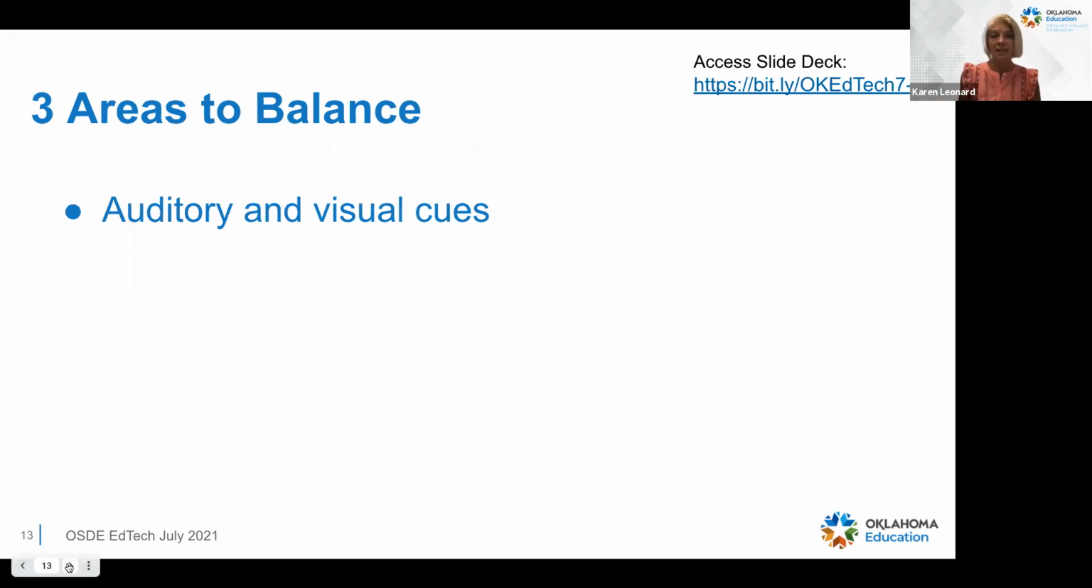When you're creating video, there are 3 areas you really want to make sure are balanced. You want to make sure that you're using auditory and visual cues, but again, not overwhelming them with one or the other, or not making them overpowering. I know I talk with my hands, and sometimes that could really be distracting for a student.